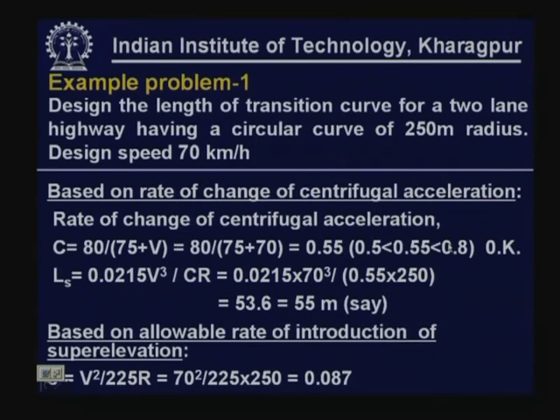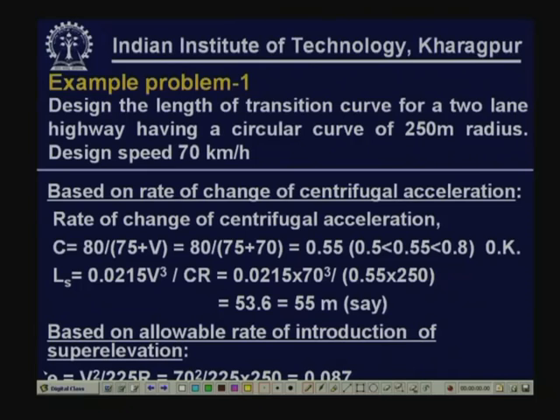Now, let us take an example problem. Design the length of transition curve for a 2-lane highway having a circular curve of 250 meter radius and the design speed is 70 kilometer per hour. So, as per IRC we are doing the calculation. We have to calculate it following two different approaches and the higher of those two values is to be taken. Now, based on rate of change of centrifugal acceleration, what is the recommended C for that?